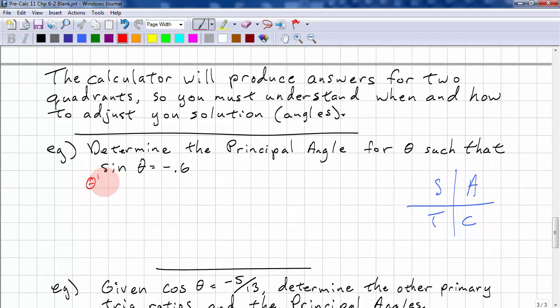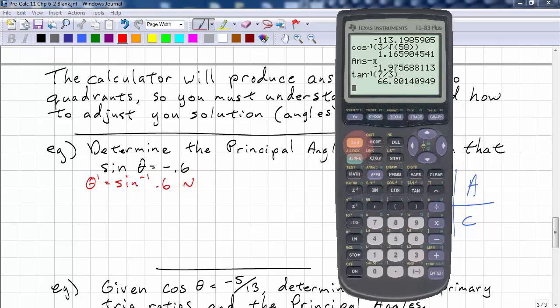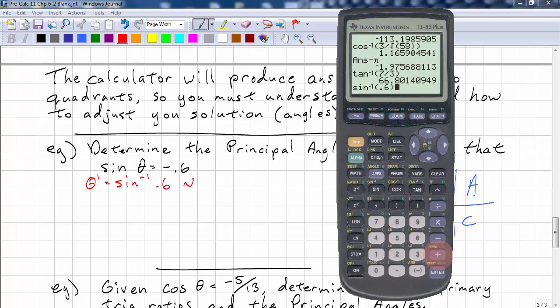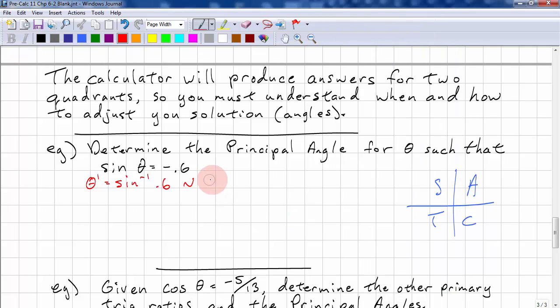So theta prime equals inverse sine of 0.6. And this is approximately 37 degrees. So sine is positive in quadrants 1 and 2 and negative in quadrants 3 and 4. This means we need to find two answers, one in quadrant 3 and one in quadrant 4.